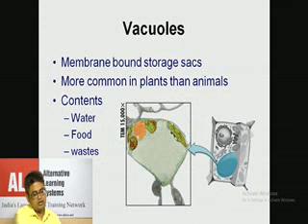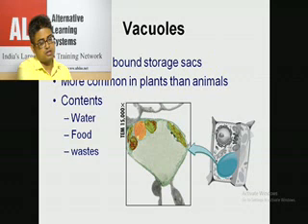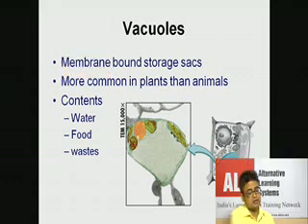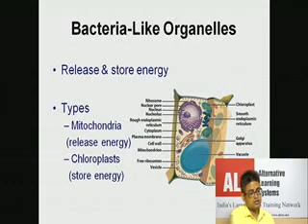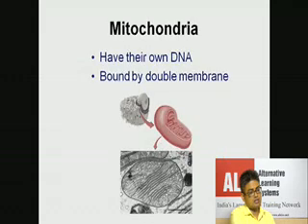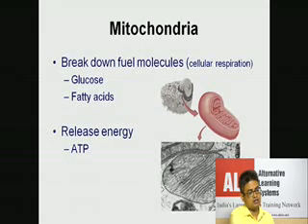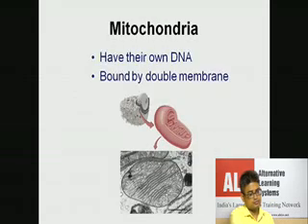Vacuoles are very large structures. They occupy about 90% of the cell. Okay, so it's a very large structure filled with cell sap and some excretory material also. Bacteria-like organelles are two: mitochondria and chloroplast. So this we will have to do today.